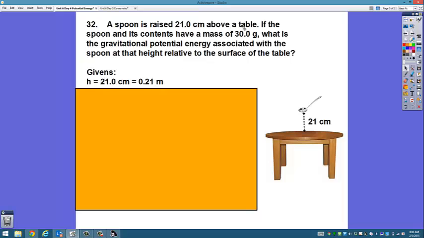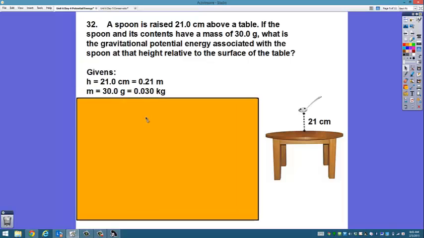Then the other thing you're given is this grams, which would be your mass. Same thing with the height. We don't work in the unit that they give it in. We don't work in grams. In this case, we want to convert to kilograms. So there's 1,000 grams in 1 kilogram. So again, divide by 1,000 this time, and you'll get 0.03 kilograms.